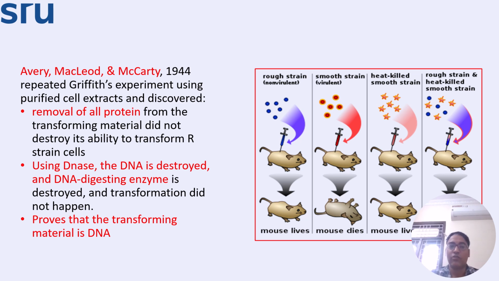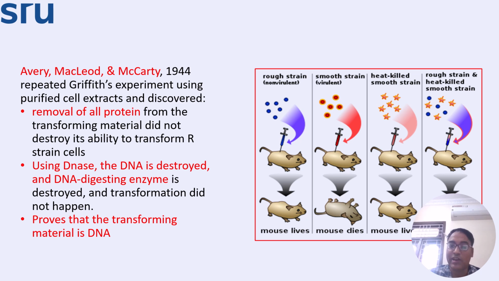So the entire story started in 1944, where three scientists, Avery, McLeod, and McCarty, worked it out. I'll explain it in a nutshell. See this diagram. What they did was understand that the rough strain was non-virulent, and the smooth strain was virulent.